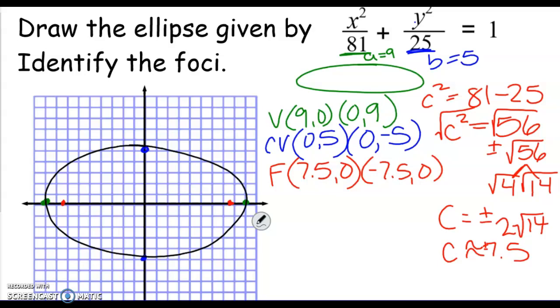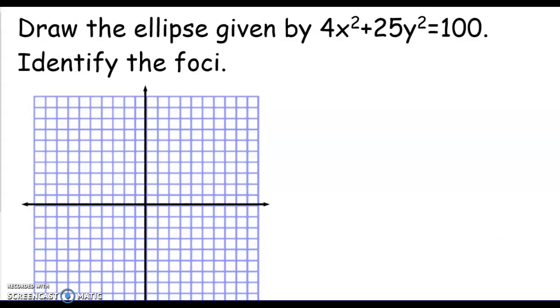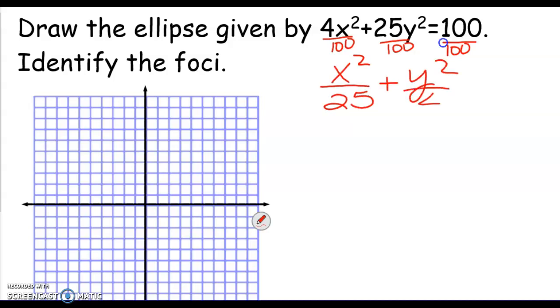All right, let's see. What else do we have? Next slide. Draw the ellipse given by that. Oh gosh, it is not equal to 1 yet, and you can't do it if it's not equal to 1. Whatever will I do? I'm just going to divide everything by 100, because 100 divided by 100 is 1. Now it just so happens that 4 and 100 can simplify. So I get x squared over 25 plus y squared over 4. You're like, how did that happen? Pause the video and figure out why that's true.